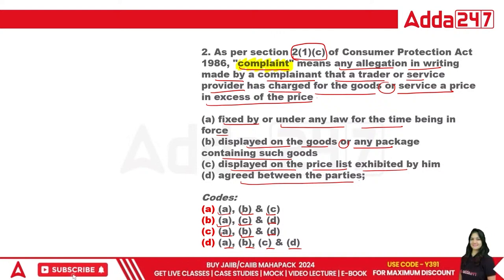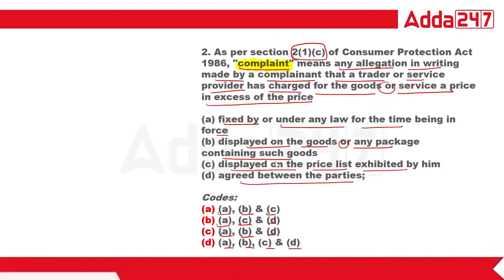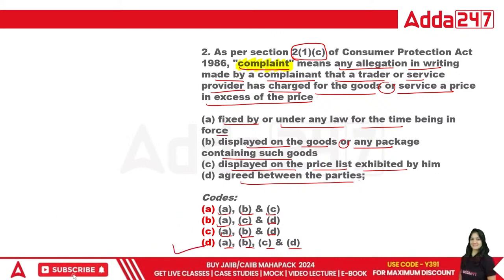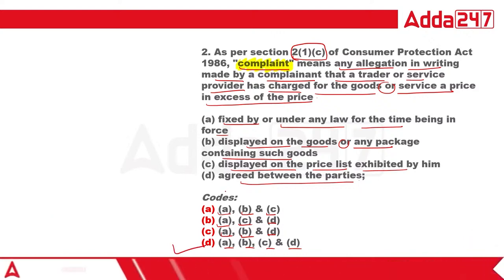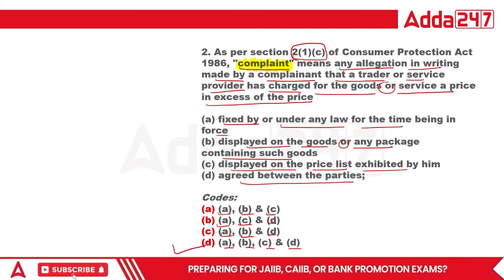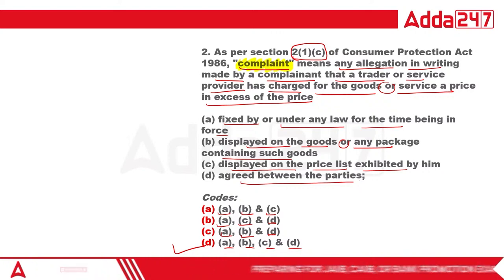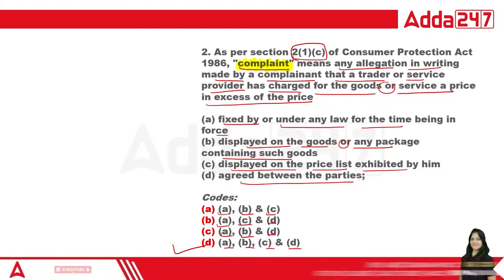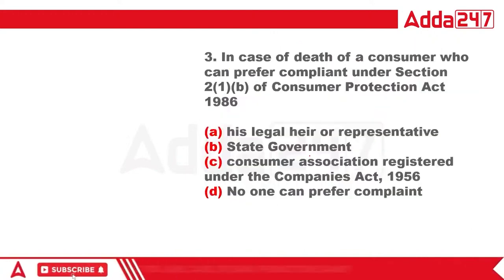So according to the given act, the right answer will be all of the following. The right answer will be A, B, C, D, all. So complaint includes all these things. So D will be the right answer. Okay, D will be the right answer here. Is that okay? Now the next one.